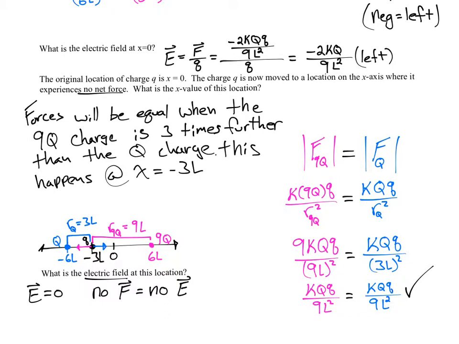And we know they're in opposite directions because positive and positive repels. Positive and positive also repels. So the forces go in opposite direction. They're equal in magnitude, so they will cancel each other out when they add up.